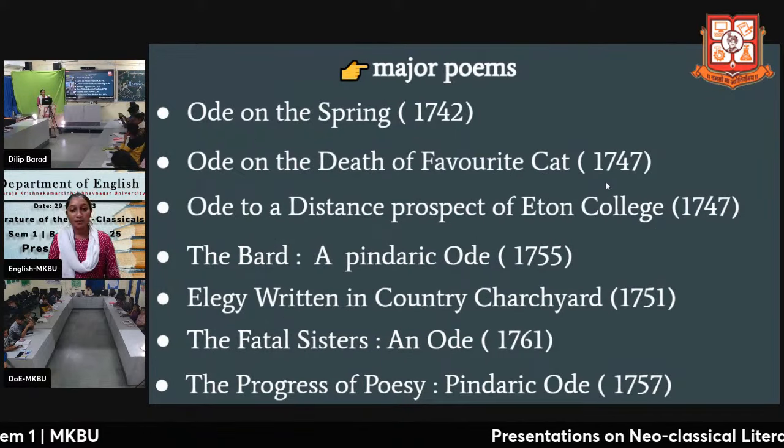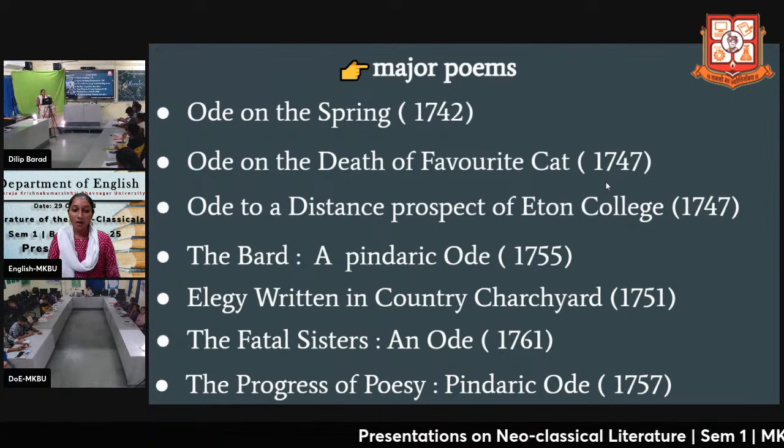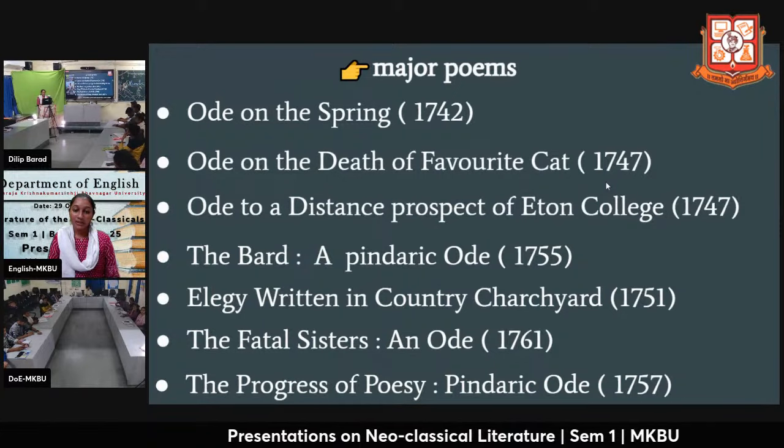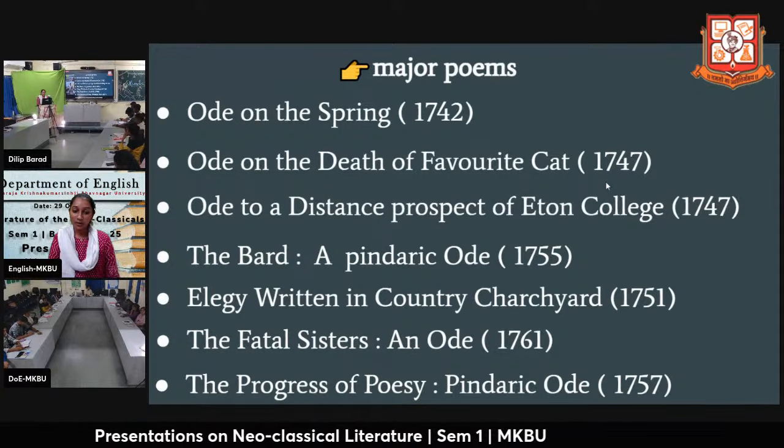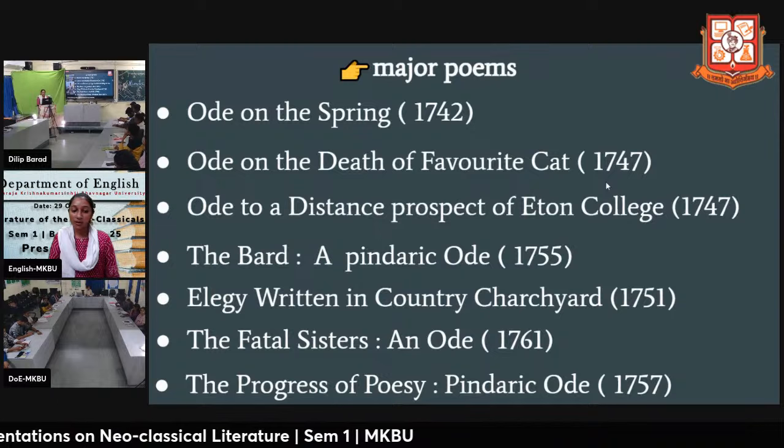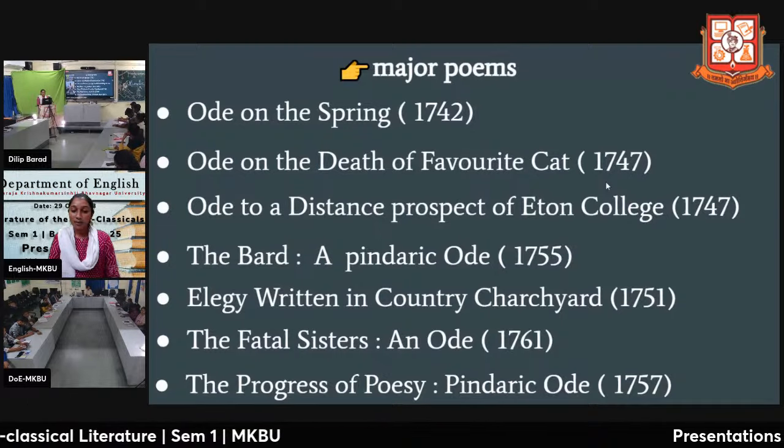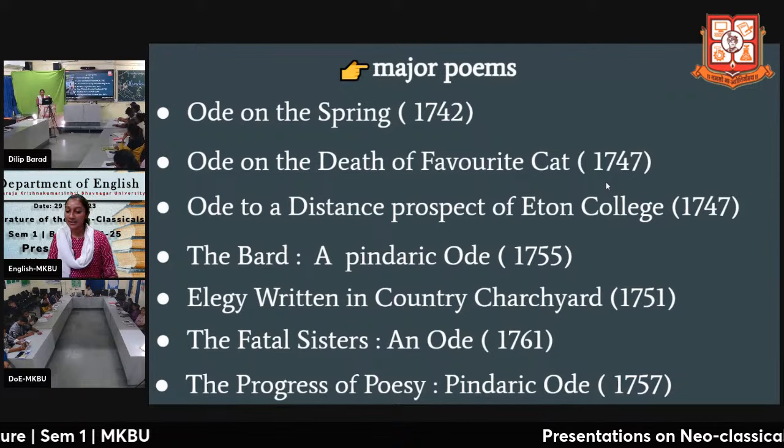These are the major poems of Thomas Gray: Ode on the Spring, Ode on the Death of a Favorite Cat, Ode on a Distant Prospect of Eton College, The Bard, A Pindaric Ode, and Elegy Written in a Country Churchyard.